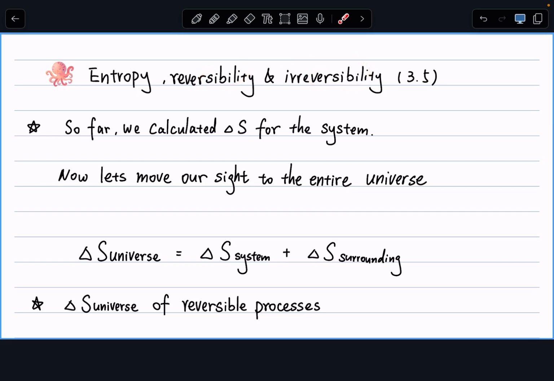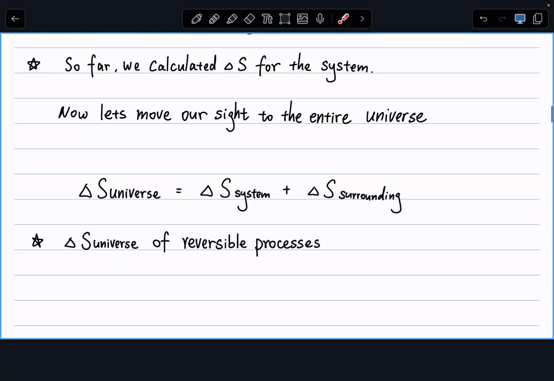So before we get started, again, so far remember we calculated delta S for the system. So if we now move our eye into the entire universe, what do we know about the universe? Remember, we talk about the universe containing your system and the surrounding, right? The system is a part of the universe we care about. The surrounding is the rest of the universe that interacts with the system. Or the other way to put it is we have a universe that contains a system and a surrounding.